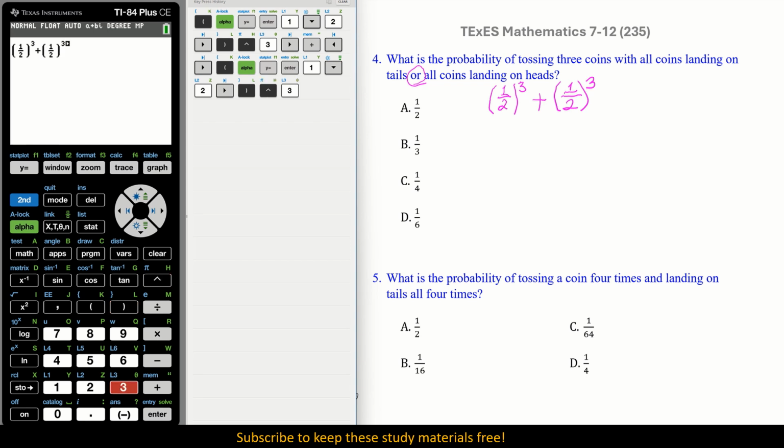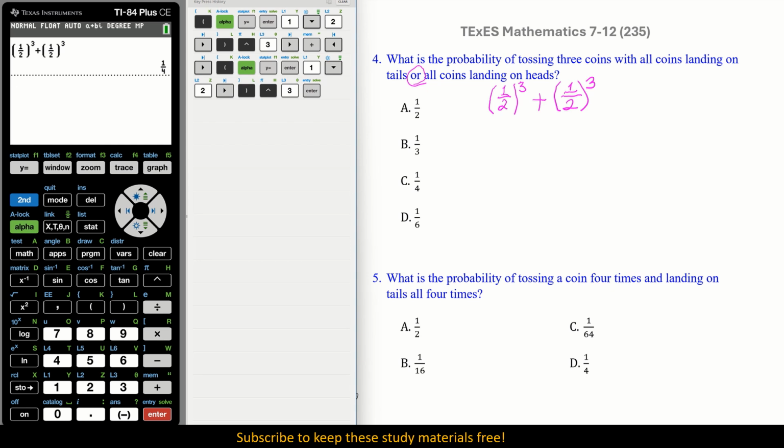Yes, you could do this in your head, or you could write it all out in that space we have there and solve it all by hand. However, here I'm going to push enter. I don't have to simplify when I do this. It automatically gives me what I need.